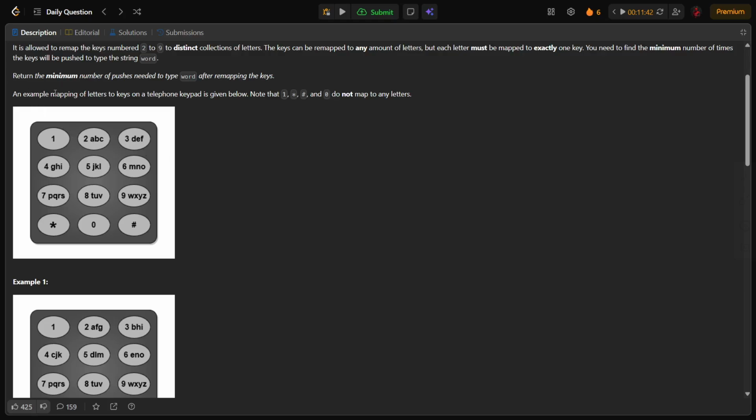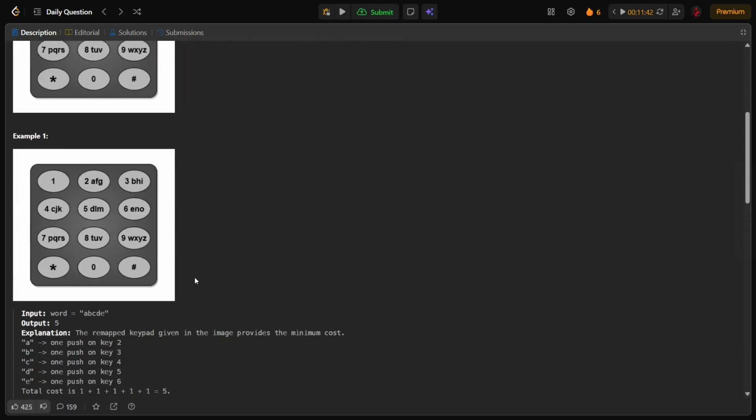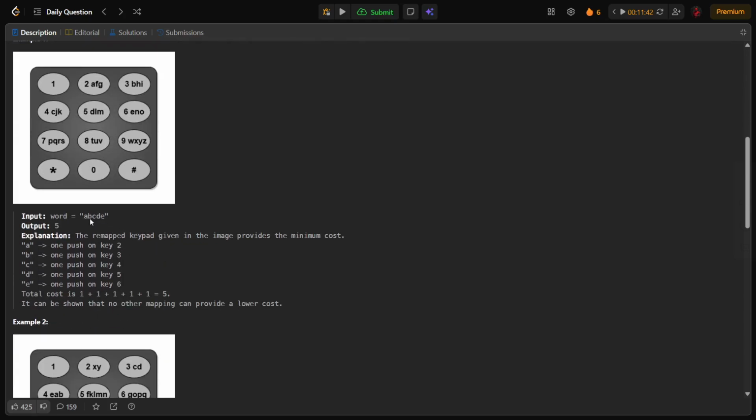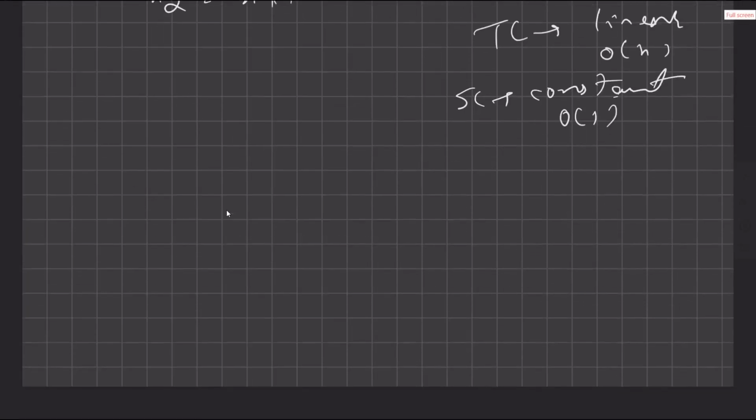An example mapping of letters to keys on a telephone keypad is given below. This is the normal keypad on the telephone. Note that they're saying 1, star, hash and 0 do not map to any letters, and all the rest of the numbers map from 2 to 9. In the first example they've given A, B, C, D, E. So let's understand the problem.